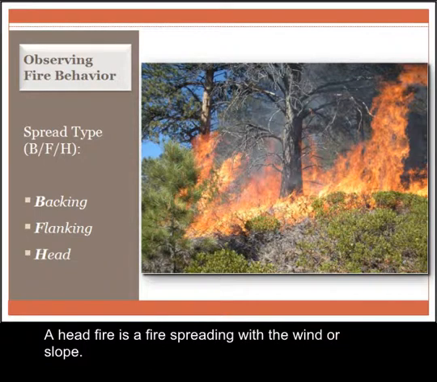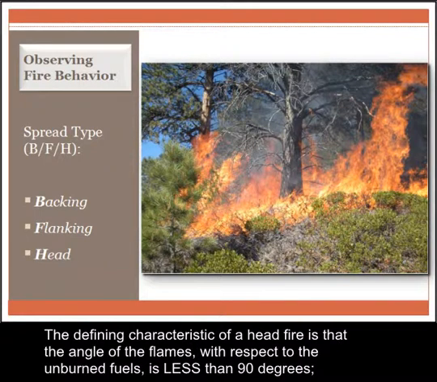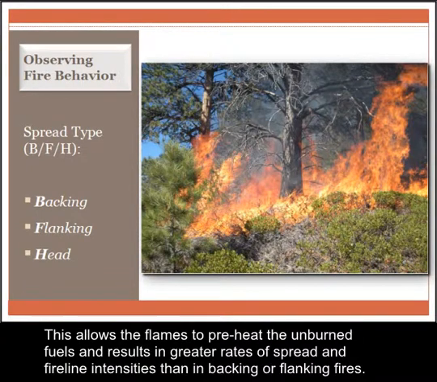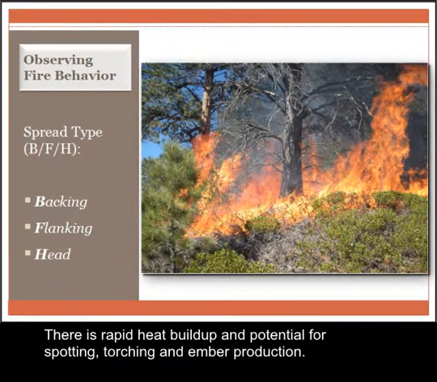A head fire is a fire spreading with the wind or slope. The defining characteristic of a head fire is that the angle of the flames with respect to the unburned fuels is less than 90 degrees. In other words, the flames are leaning over the unburned fuels. This allows the flames to preheat the unburned fuels and result in greater rates of spread and fireline intensities than in backing or flanking fires. There is rapid heat buildup and potential for spotting, torching, and ember production.